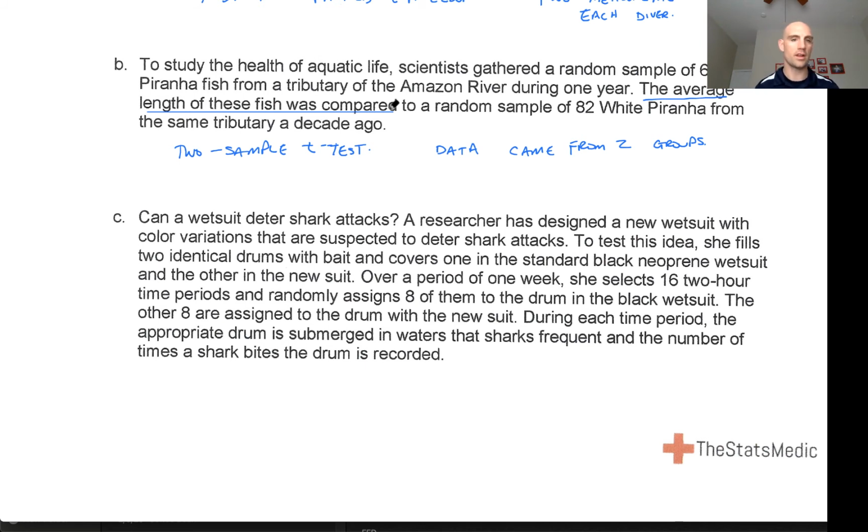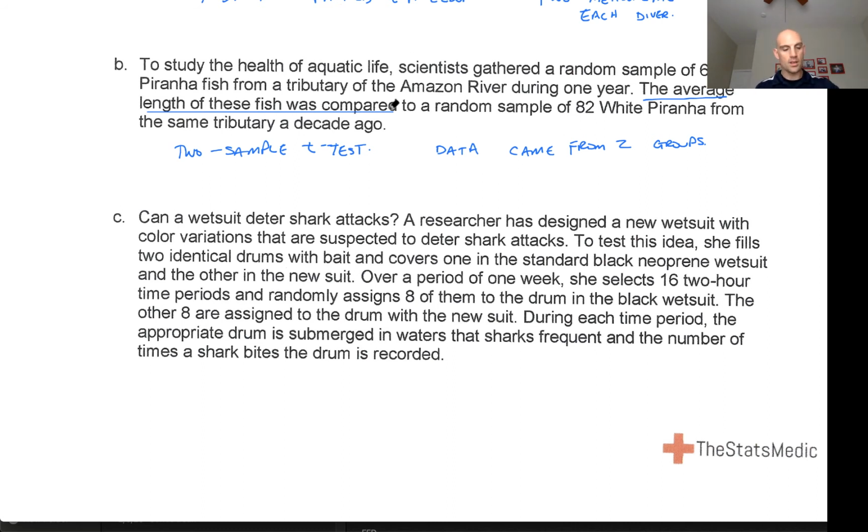Part C, can a wetsuit deter shark attacks? A researcher has designed a new wetsuit with color variations that are suspected to deter shark attacks. To test this, she fills two identical drums with bait and covers one in the standard black neoprene wetsuit and the other in the new suit. Over a period of 1 week, she selects 16 two-hour time periods and randomly assigns 8 of them to the drum in the black wetsuit. The other 8 are assigned to the drum with the new wetsuit. During each time period, the appropriate drum is submerged in the waters that sharks frequent, and the number of times the shark bites the drum is recorded.